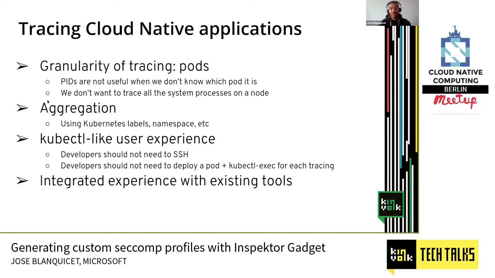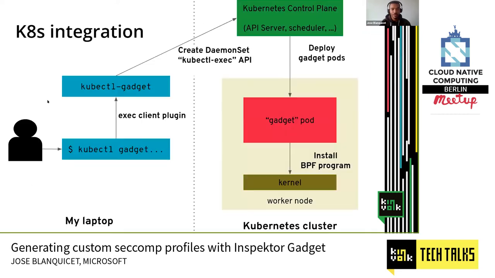So the user doesn't need to SSH into the node and maybe deploy a pod just to make some tests on that node. Or maybe the user is using a web UI to control the cluster, for example, Headlamp. We want, with Inspektor Gadget, to also provide a way so that web UIs can integrate our tool. Let me show you how it works very quickly.